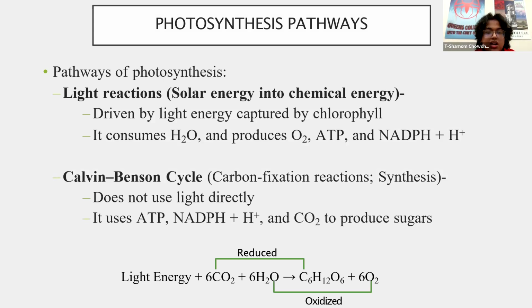So photosynthesis, you have the light reactions, which is the initial reaction. Solar energy gets turned into chemical energy. It's driven by light energy captured by chlorophyll, consumes water, produces oxygen, ATP, and NADPH. Once again, the electron carriers are here as well. And then the Calvin-Benson cycle, which is the carbon fixation reactions. It doesn't use light directly, but it uses that ATP and electron carriers from the light reaction in order to eventually produce sugar. So definitely memorize this equation because you're going to have to know it. They'll test it, they'll be like, is this the equation for photosynthesis or is this the equation for ATP, etc.